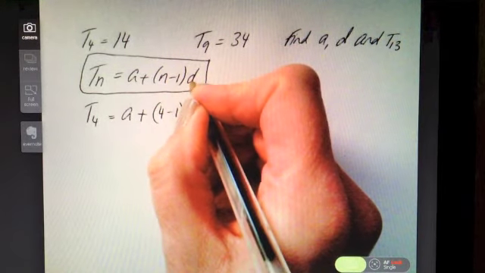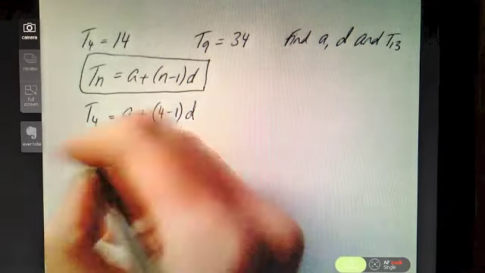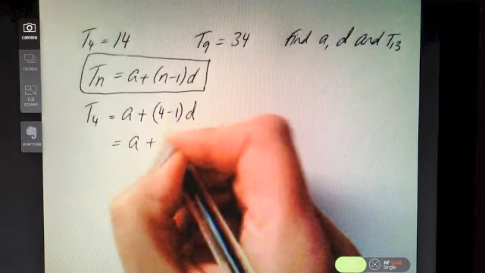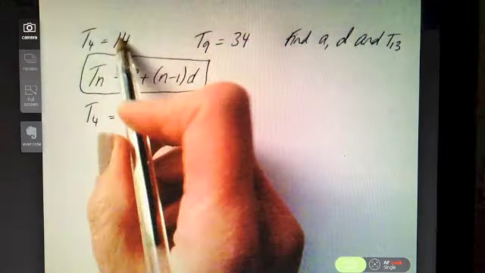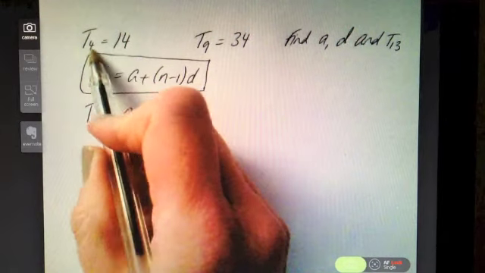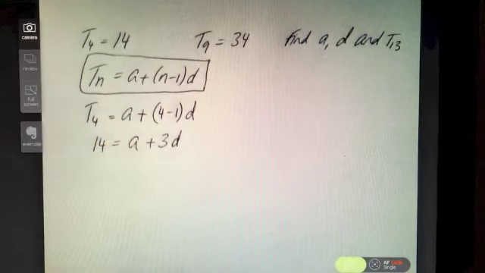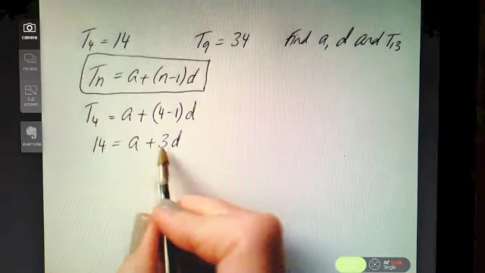And the common difference, I don't yet know either. So I may leave that as D. But that gives me A plus 4 minus 1 is 3D. And of course I know what T4 is equal to. It's here. The fourth term is 14, so I can put that in for the fourth term. I know then that 14 has got to be equal to A plus 3D.